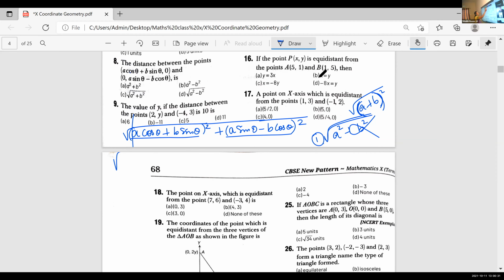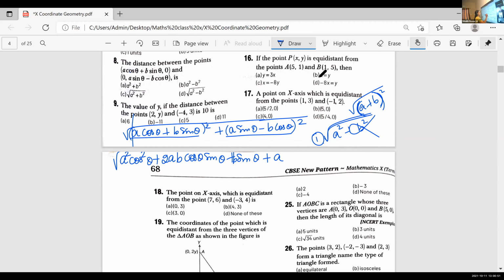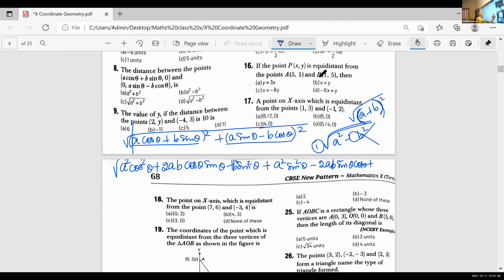So when you expand it, it will be a square cos square theta plus 2ab cos theta sin theta plus b square sin square theta, then plus a square sin square theta, again if you expand it, minus 2ab sin theta cos theta plus b square cos square theta.